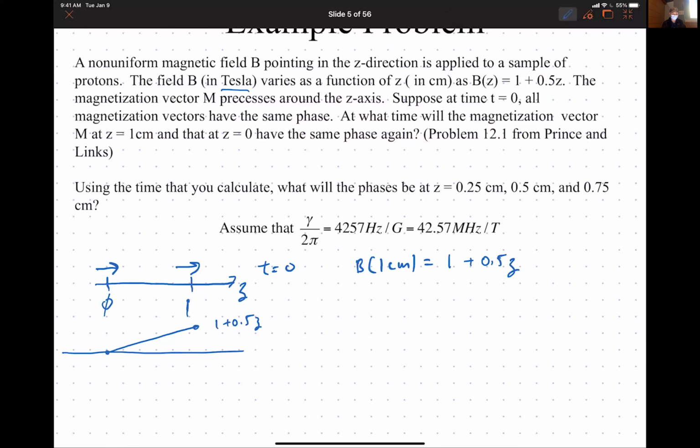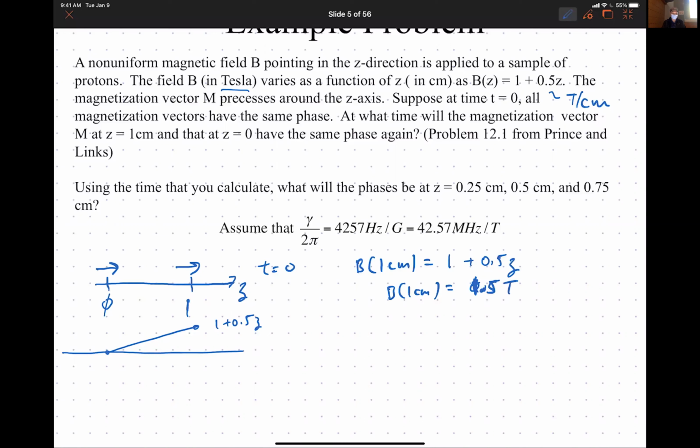And here, I guess the units don't quite work out because the 0.5 times z still has units. So let's just assume that 0.5 is like Tesla per centimeter. Okay. So B at 1 centimeter equals 1.5 Tesla. That's a pretty big gradient. That's much stronger than the gradient we have in any of our systems.